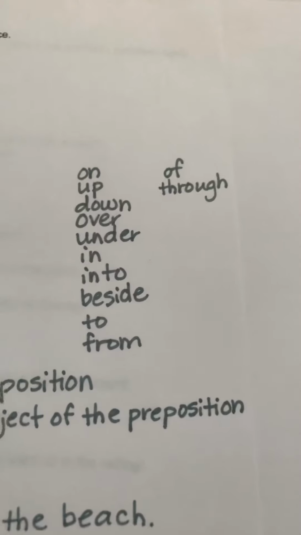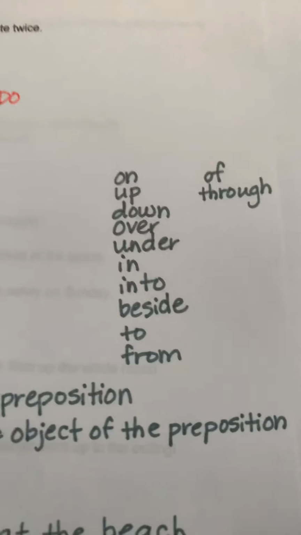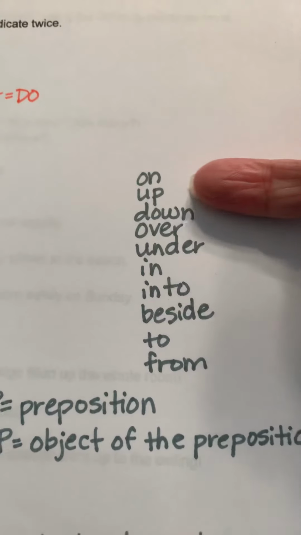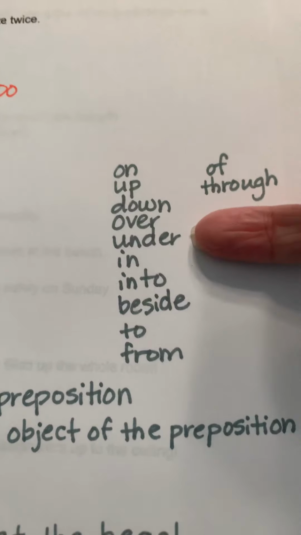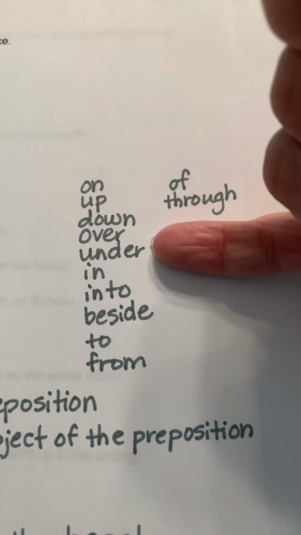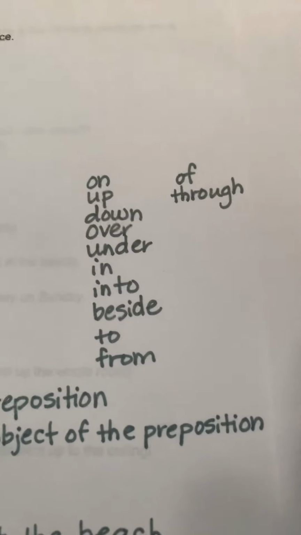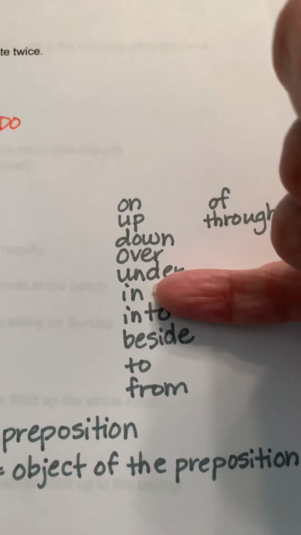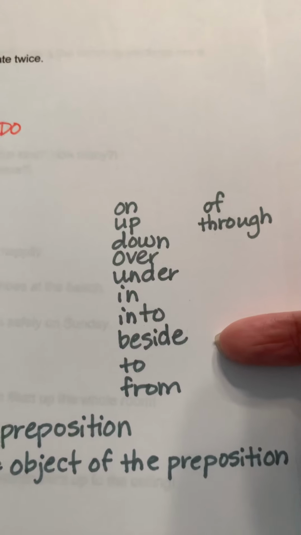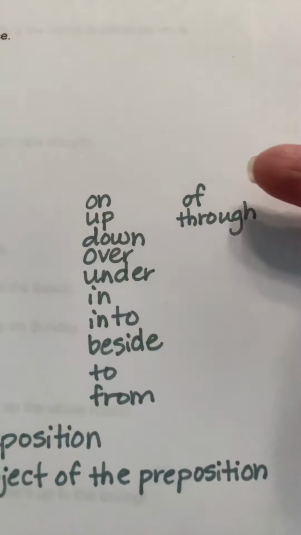I'll show you this where I wrote some down. It's whatever a squirrel can do to a tree. Like it can go on the tree, up the tree, down the tree, over the tree, under, it could go under the branches, I guess, or whatever. In the tree if it has a hole, into, beside the tree, to the tree, from the tree.